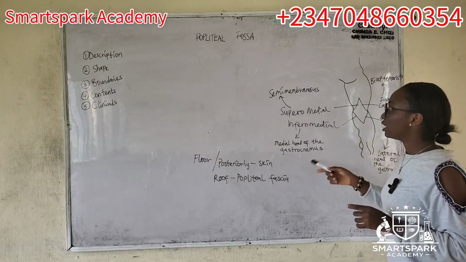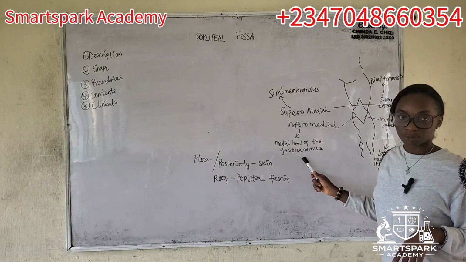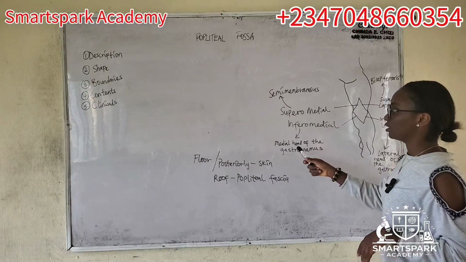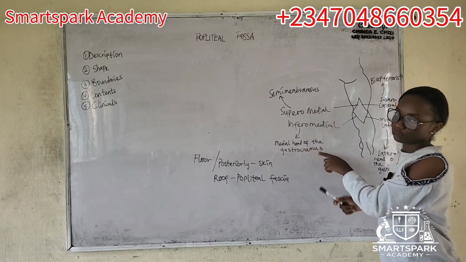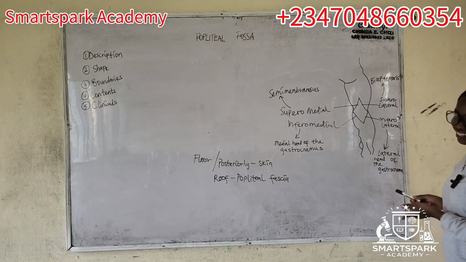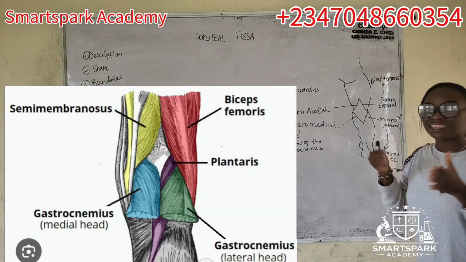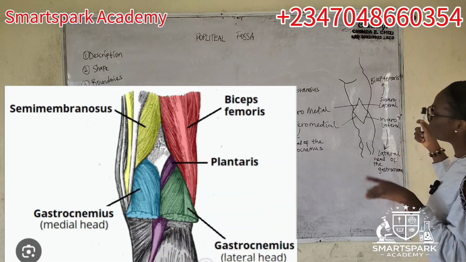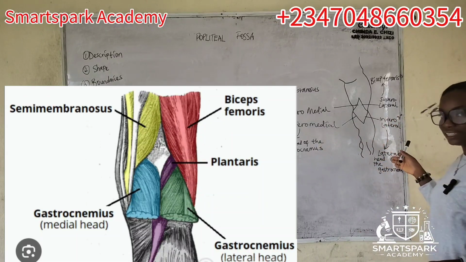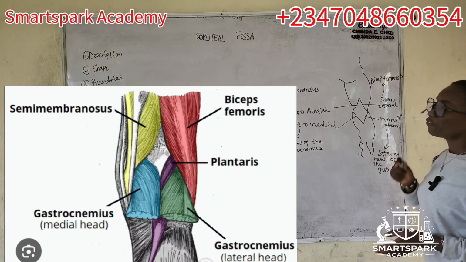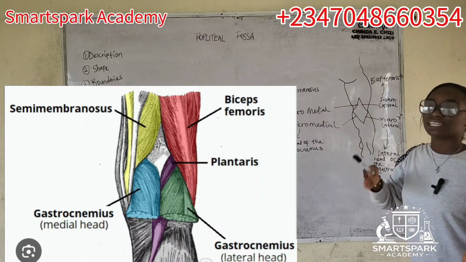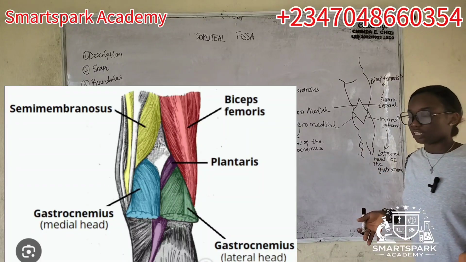Now inferomedial, medial head of the gastrocnemius. Inferomedial, medial head of the gastrocnemius, medial. Don't forget gastrocnemius muscle. Then inferolateral, lateral head. Just try to get things that will make you remember. Remember lateral head of the same gastrocnemius. This one has the medial head, while this has the lateral head. And don't forget that lateral to this semimembranosus muscle, we have the semitendinosus, just for extra knowledge.